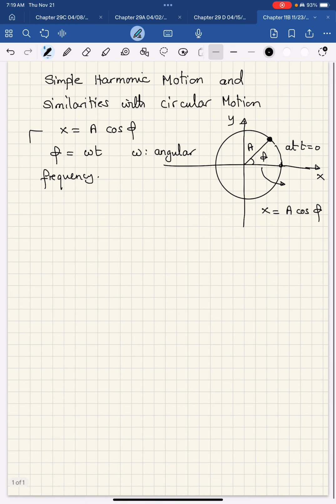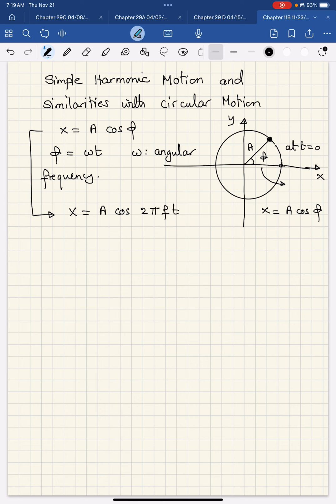This equation can be written in so many different forms. It can be written as x equals A cosine 2 pi f t. It can be written as A cosine omega t. It can be written as A cosine 2 pi over T times t. All of these are valuable forms of the equation.